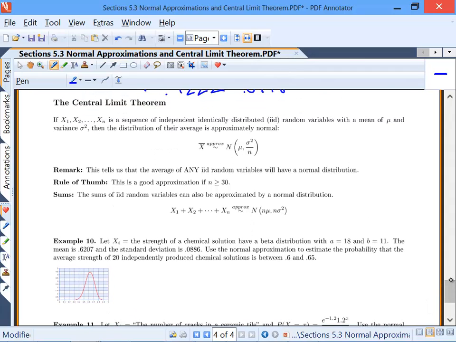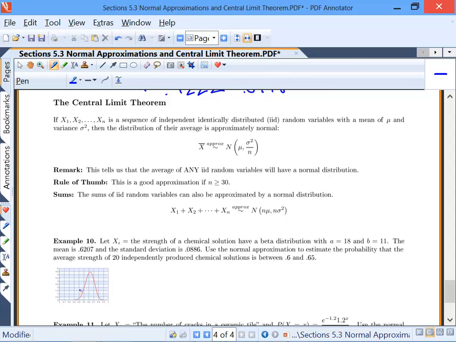So for this example, let xi be the strength of a chemical solution that has a beta distribution, which we haven't learned about, with A equals 18 and B equals 11. The mean is 0.6207 and the standard deviation is 0.0886. Use the normal approximation, or the central limit theorem, to estimate the probability that the average strength of 20 independently produced chemical solutions is between 0.6 and 0.65. So to start with, I put in the picture of what this distribution looks like. Notice it's not quite symmetric, but it is still fairly bell-curved.